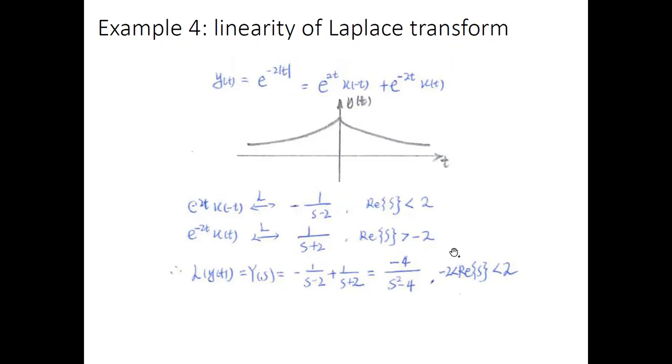And this time, let's first look at the ROC. Again, for the Laplace transform of the combination of the two signals to exist, we must make sure that both ROCs hold. And the intersection of both ROCs is larger than minus 2 and smaller than 2, which is between minus 2 and 2, that region. On that region, we can apply linearity to get the Laplace transform of small y, which is denoted by capital Y, which is the first term plus the second term. And we can merge the denominator and calculate the numerator, which is here. Notice that the denominator can be factorized as s plus 2 times s minus 2, so it has two poles, plus and minus 2, and the region of convergence is between these two poles.